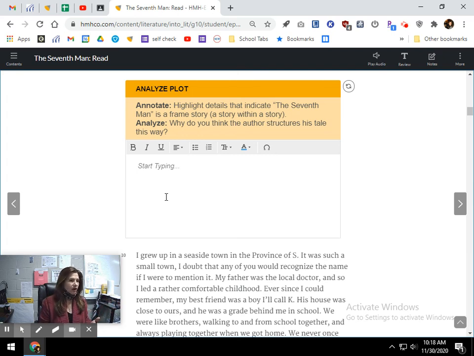So some ideas are, it kind of gets your attention. You want to solve the mystery. You want to figure out what's going on. So what would be the advantage of making it a frame story going back and forth from present to past as opposed to just starting at the beginning and telling the story all the way straight through? So there's no right or wrong, but why do you think the author structured it as a frame story? And that's all you have to do for today.